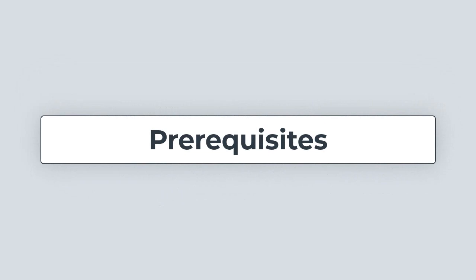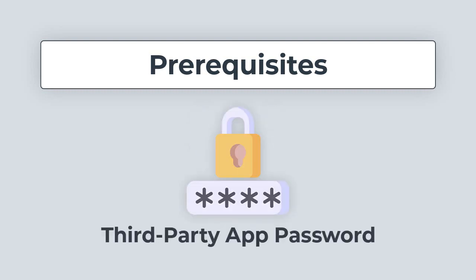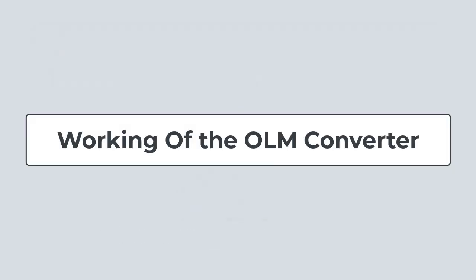Here I mention multiple prerequisites of the software that you must require while using this Sysinfo OLM Converter tool. When you sign in with your email client account to export the OLM file, you have to establish a proper internet connection. A third-party app password of a chosen email client is also necessary before sign in to the Sysinfo OLM Converter. Let's check the working procedure of the Sysinfo OLM Converter to extract OLM files emails.